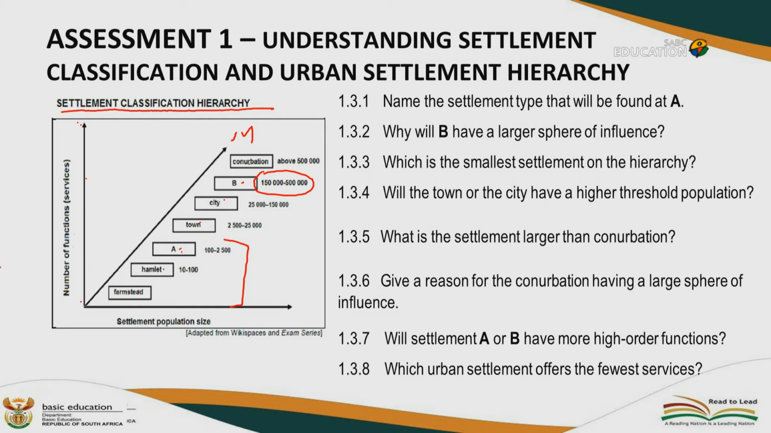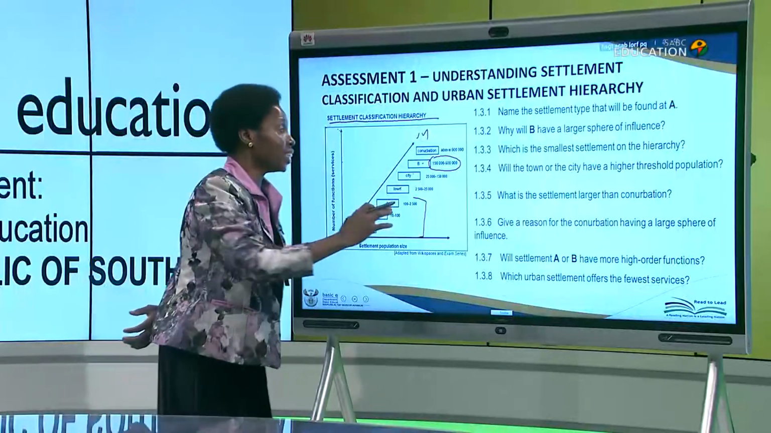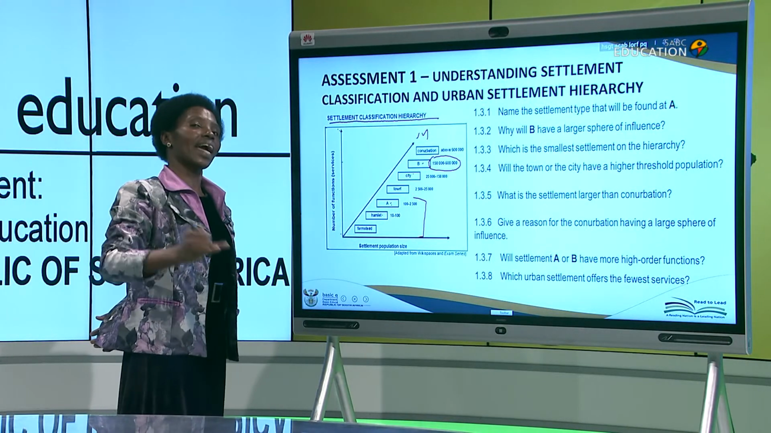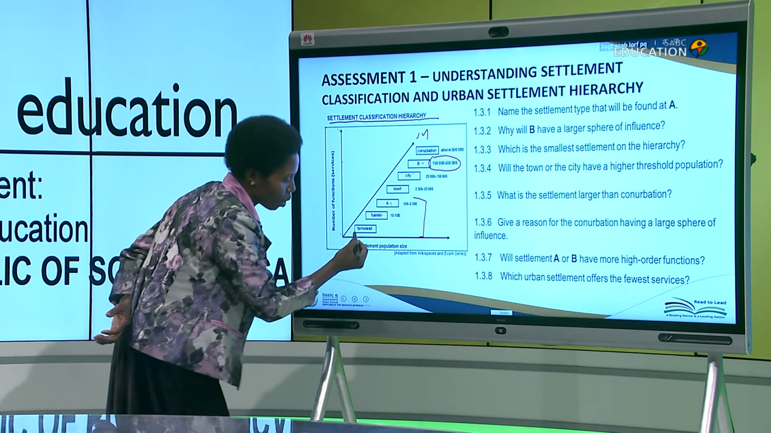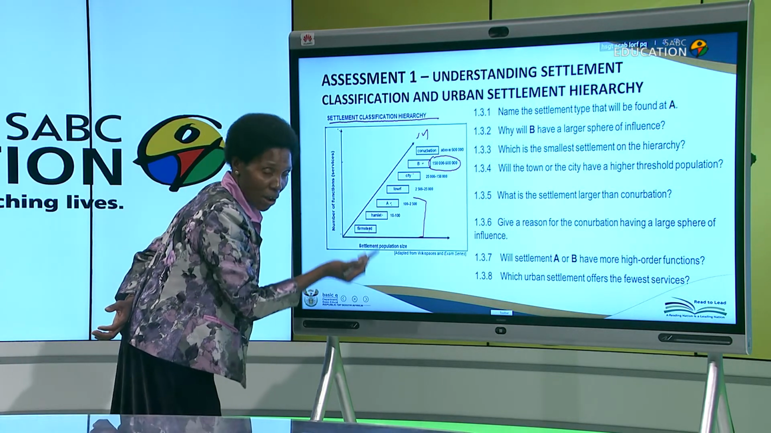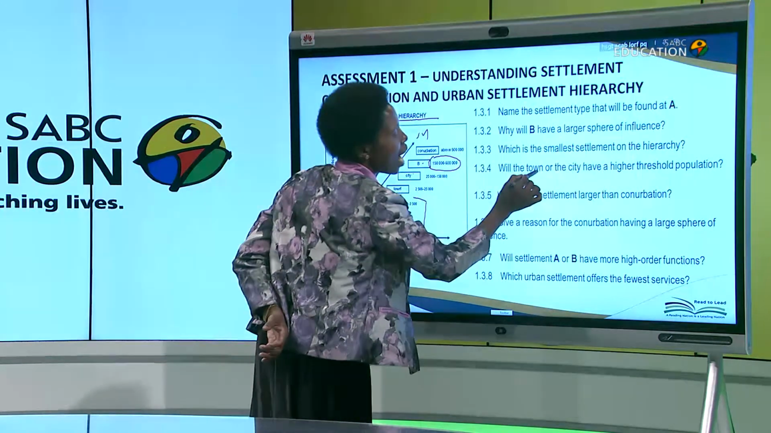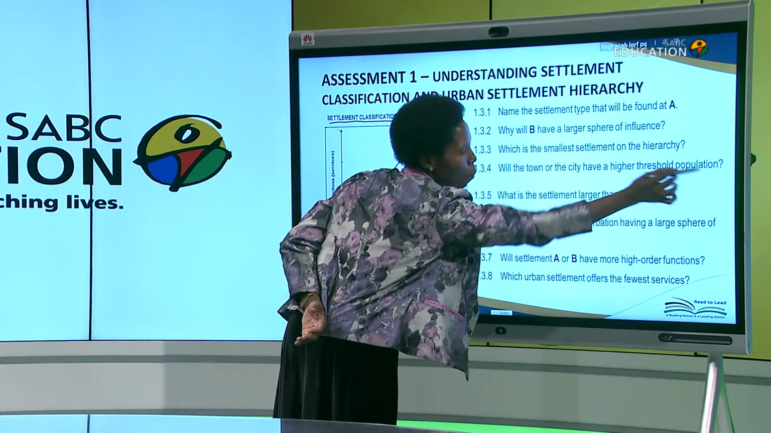Which is the smallest settlement on the hierarchy? Here you need to take note that today we're doing urban hierarchy, but here they're asking you about the hierarchy of both rural settlement and urban settlement. What is it that you need to look at here? You look at the bottom, then you get a farmstead.